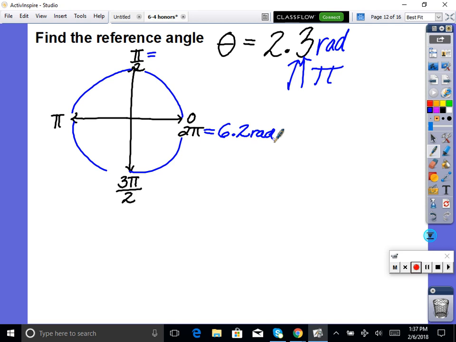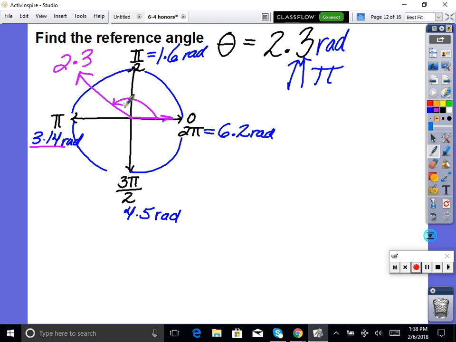Okay, now pi over 2 is about how many radians, decimal radians? What is it? 1.6 radians, decimal radians. This is about 3.14 decimal radians. And then if you type that into your calculator, I believe you get about 4.5 decimal radians. So now let's think about drawing this in. It's at 2.3 radians. Here's my initial side. Wouldn't 2.3 be somewhere over here? Because this was 3.14, so I'm going to go 2.3. So that was to there. So now our reference angle is this angle here.